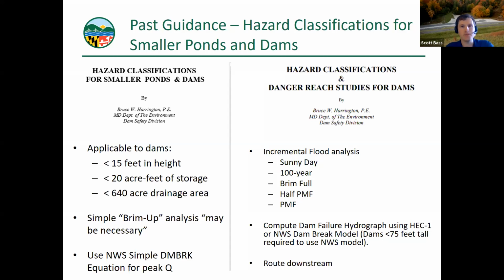And some past guidance that you might be familiar with, from a guy you might have known, Bruce Harrington, had a few guidance documents. The first was for small ponds and dams, and the second was for full-blown dams, and the distinction between those was 15 feet in height. If you were above 15 feet in height, you had to do a dam breach study for dams, and if you were less than that, it was for the small ponds and dams on the left. I will note that the 15 feet in height is less than what we can exempt up to, 20 feet.